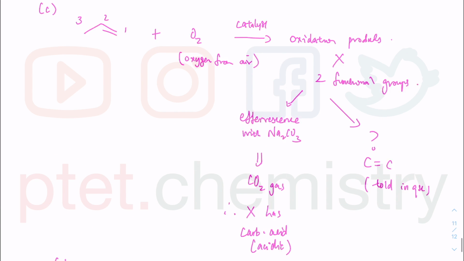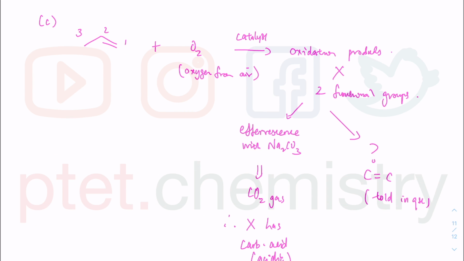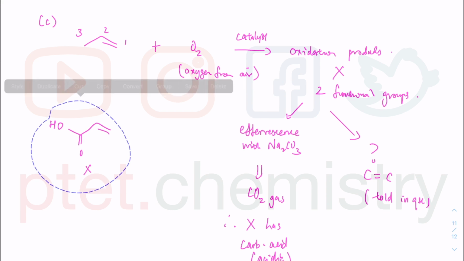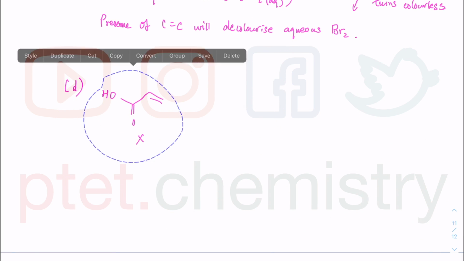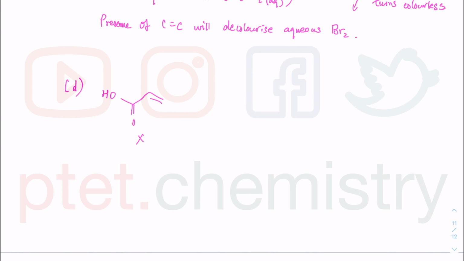Part D, so what do I have in part D? I have X reacts with another reagent to form Y. So if I think about X just now, X has a carboxylic acid and an alkene. I can probably be thinking about this thing here, carboxylic acid and alkene. So this is probably X there. So if this is X, then they react with another reagent to give you Y. So something else gives you Y.